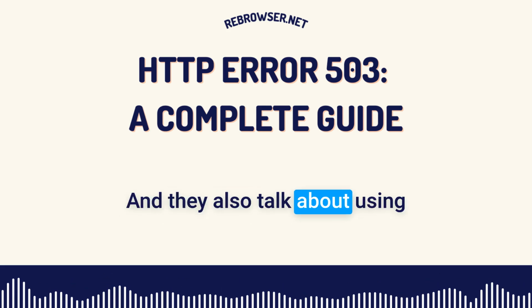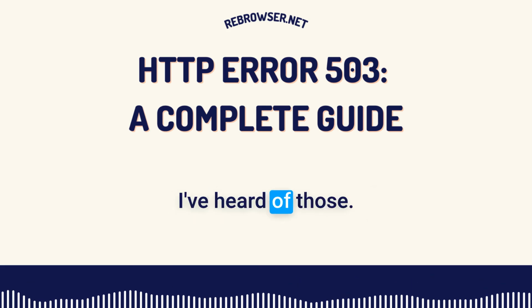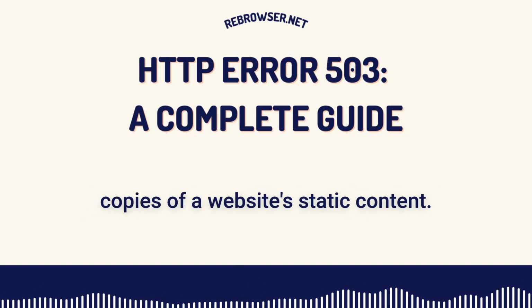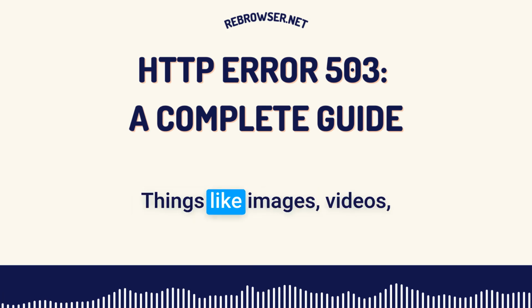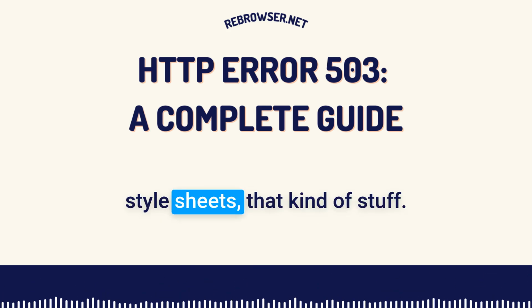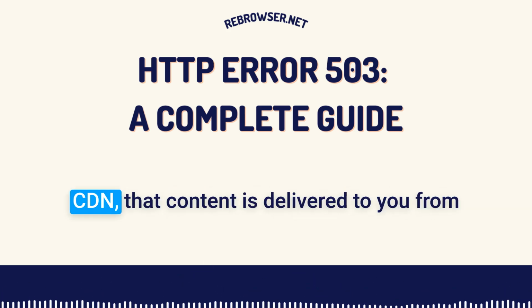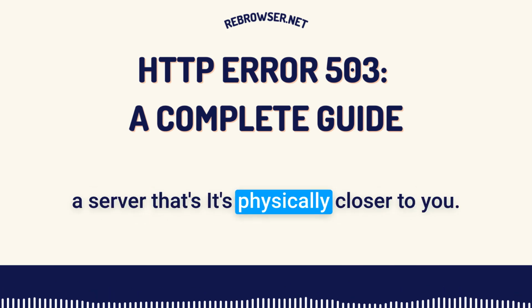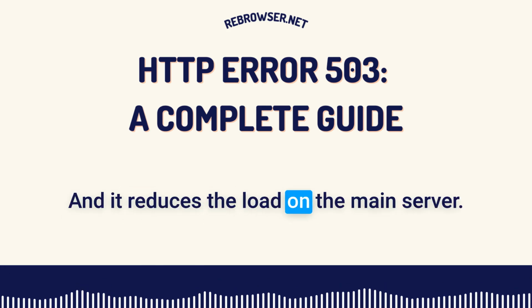And they also talk about using content delivery networks or CDNs. Oh, yeah, I've heard of those. Yeah, these are basically networks of servers all around the world that store copies of a website's static content. Static content, like what? Things like images, videos, style sheets, that kind of stuff. Okay. So when you visit a website that uses a CDN, that content is delivered to you from a server that's physically closer to you. So it loads faster. Exactly. And it reduces the load on the main server.